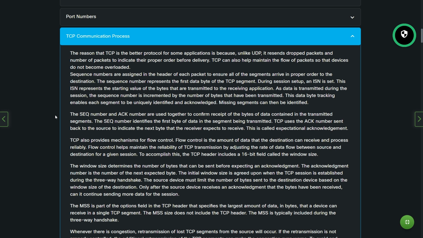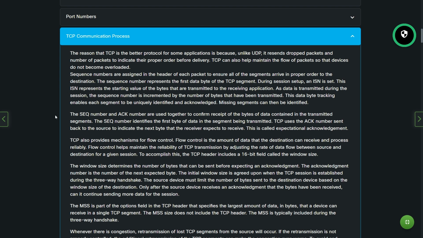TCP also provides mechanisms for flow control. Flow control is the amount of data that the destination can receive and process reliably. Flow control helps maintain the reliability of TCP transmission by adjusting the rate of data flow between source and destination for a given session. To accomplish this, the TCP header includes a 16-bit field called the window size. The window size determines the number of bytes that can be sent before expecting an acknowledgement. The acknowledgement number is the number of the next expected byte.